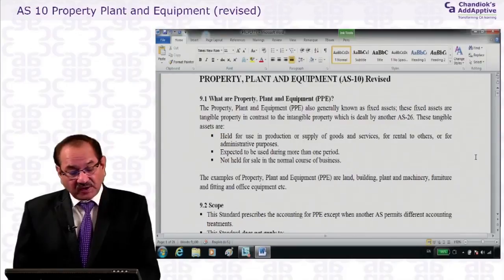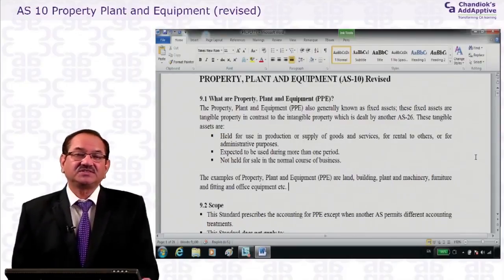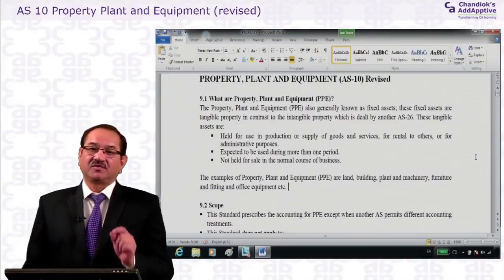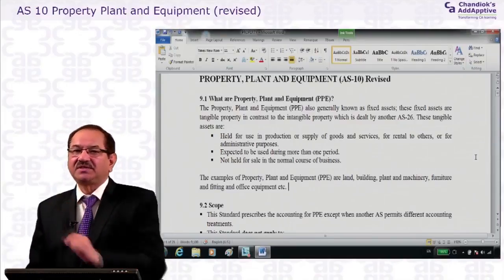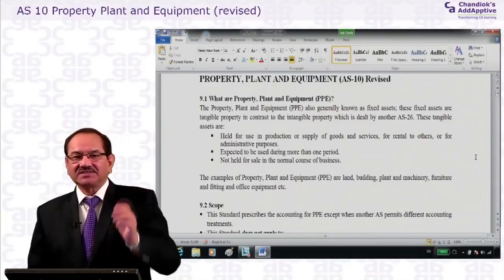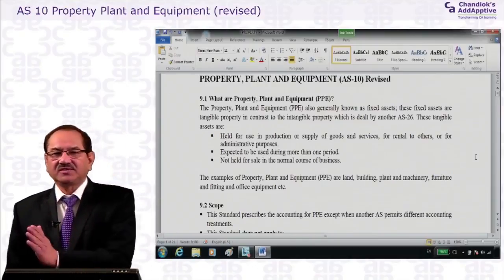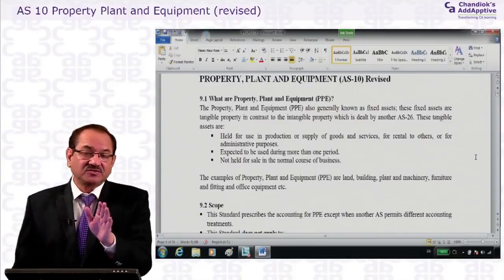Now, what is property, plant and equipment? What is written in Accounting Standard 10 about what exactly property, plant and equipment is? Earlier Accounting Standard 10 was talking about fixed assets. Now it talks about property, plant and equipment. The substance of both is the same.